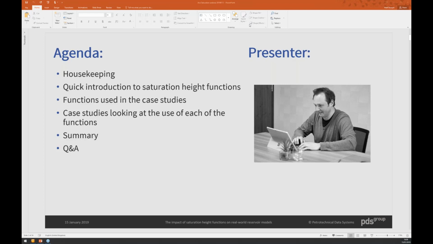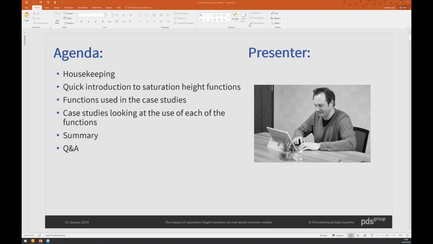Okay, so what am I going to be talking to you about today? Well, basically saturation height functions in the context of reservoir models. So what I've done is I've split this talk into two parts. The first part we're going to have a look at some saturation height functions, and a bit of an introduction to saturation height functions. Then we'll have a look at the functions in action, so we'll see a couple of case studies. And then in part two, I'll introduce a new software product which is designed to support the saturation modeling workflow in the reservoir modeling domain.